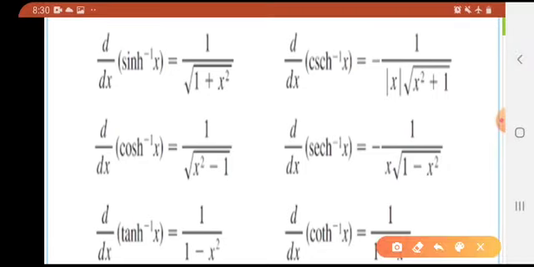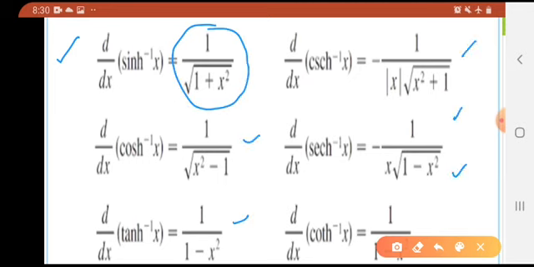Okay, derivatives of inverse hyperbolic functions, right? We all know the derivative of simple sine inverse of x is 1 divided by radical of 1 minus x square, but for hyperbolic it is 1 divided by radical of 1 plus x square. You people have to memorize these. Okay, these are 6.